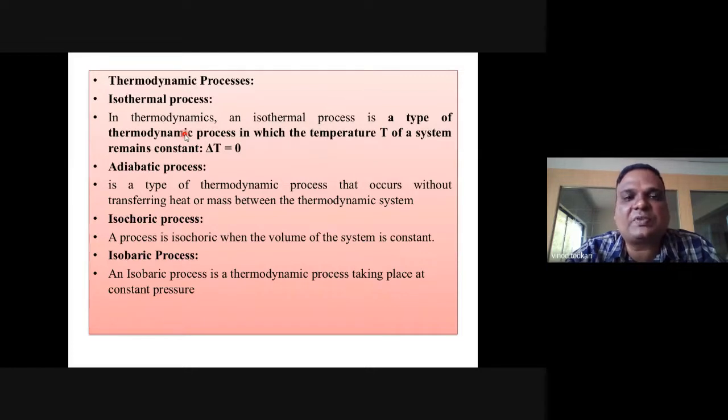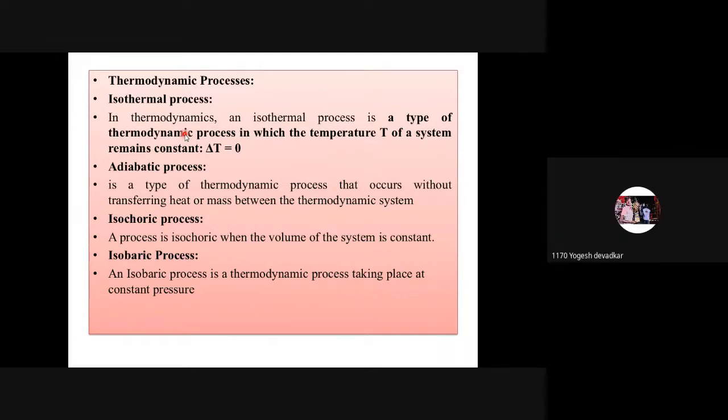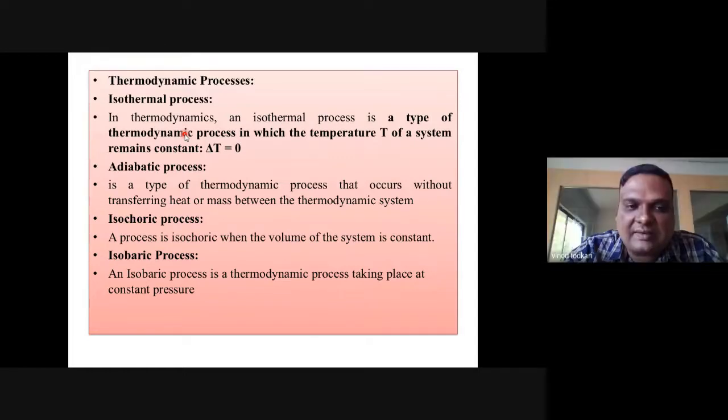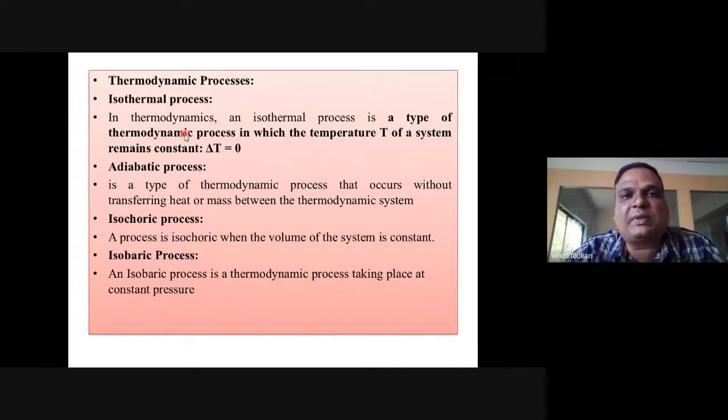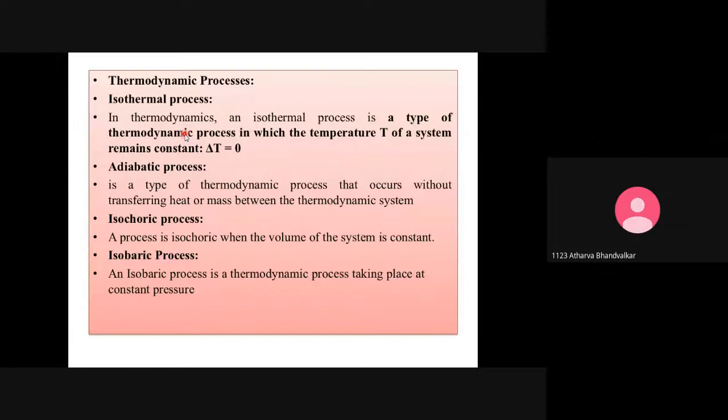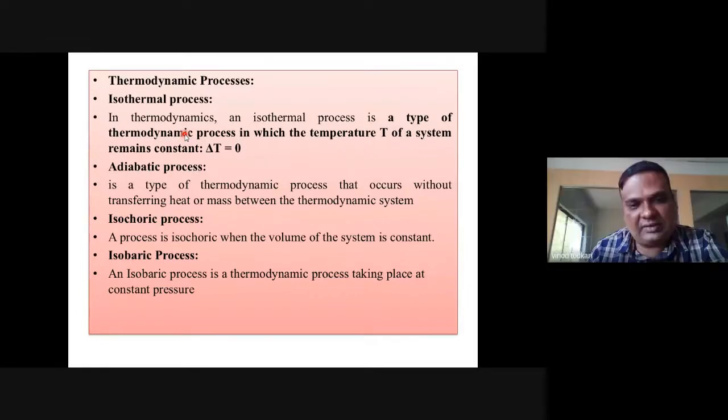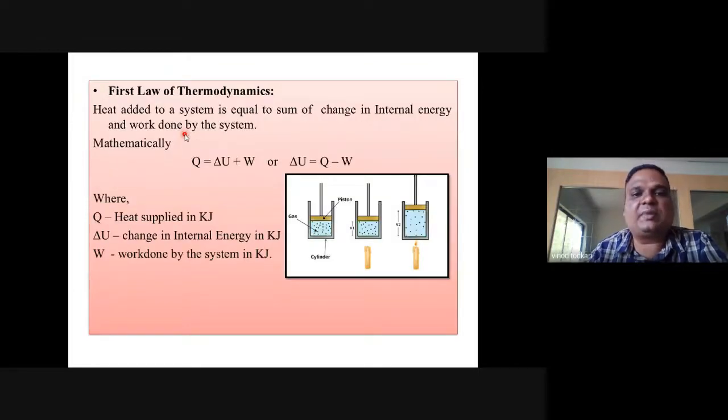What is an isochoric process? The volume of the system remains constant. Yes, good. The process during which the volume of the system remains constant is called an isochoric process. And what is an isobaric process? The process in which pressure remains constant, correct, is called an isobaric process. Now we'll see the first law of thermodynamics. See, basically, this is the law of conservation of energy. Tell me, what is the statement of the law of conservation of energy?